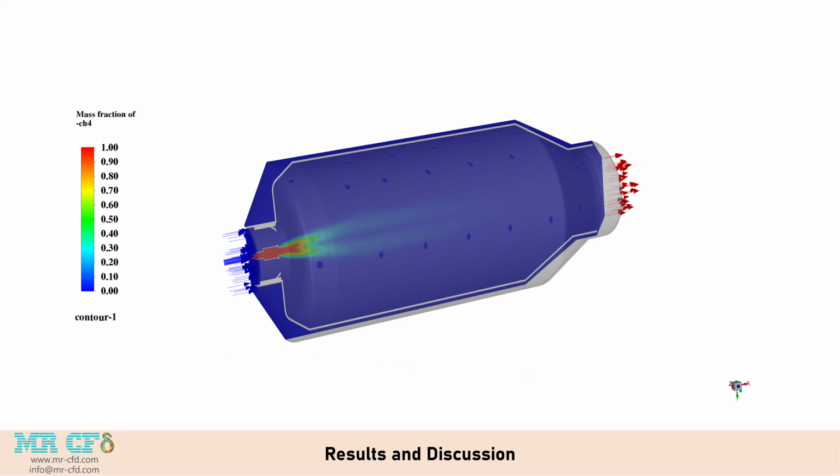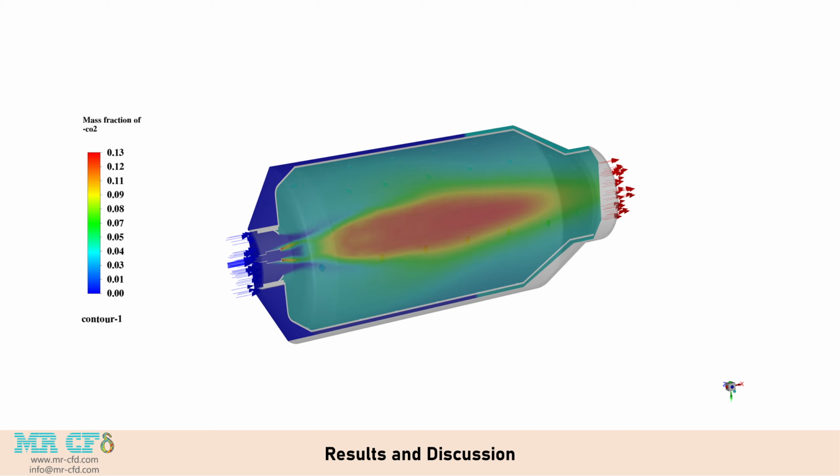The CFD simulation provides valuable insights into the combustion process within the gas turbine combustor. The CH4 mass fraction contour shows a high concentration at the central inlet, rapidly decreasing as it mixes with air and combusts. This indicates efficient fuel consumption. The CO2 mass fraction contour reveals the combustion products, with the highest concentrations in the core of the flame and downstream regions, suggesting complete combustion.